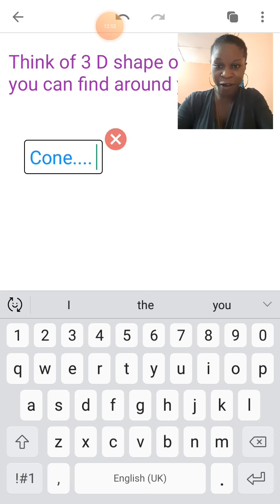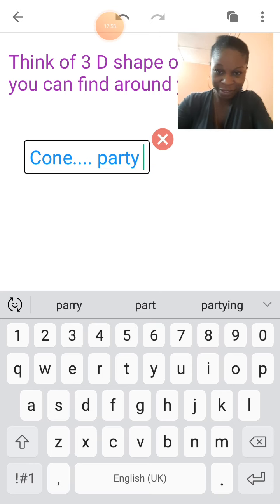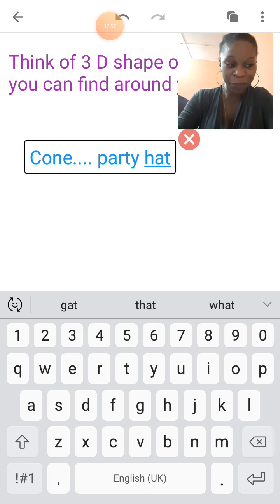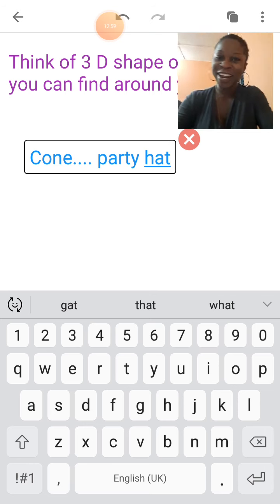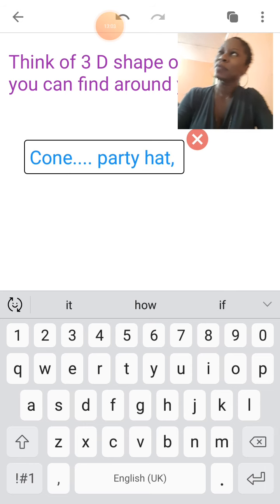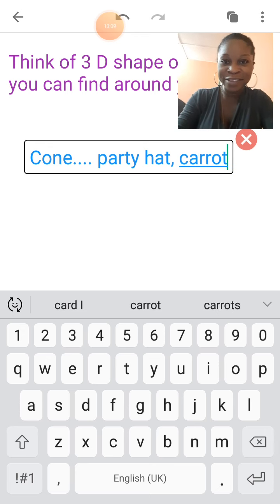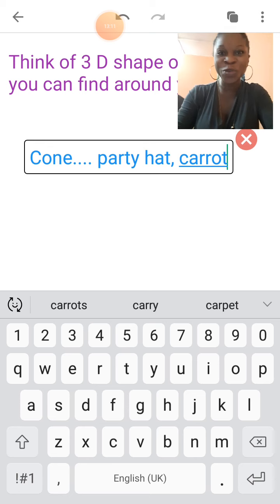Let me use something else. You can have a party hat, all those party hats we use for our birthdays. You have to really think deep and look around the house. A party hat. And I can also have carrots. Yes, carrots. Wow, that's true. I eat a lot of carrots, maybe that's why I remembered. So carrots, yeah. A carrot is the shape of a cone.